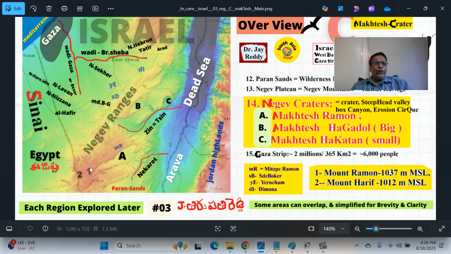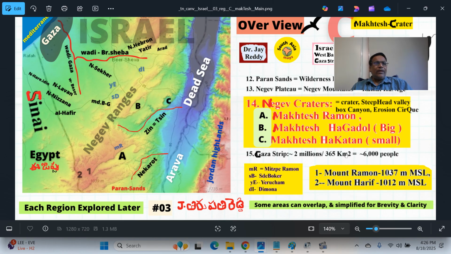Here I have shown one A, B, C, R. These are the Ramon, Gadol and Katan Makhteshes. And this is the town Mizpe Ramon, a settlement overlooking the Ramon crater. And Yeruham town overlooks the Gadol crater. And there is the Dimona town, and there is Beersheba town. And Mount Ramon is the highest in this Negev mountain range, sometimes called highlands, sometimes plateau, at around 1 kilometer.